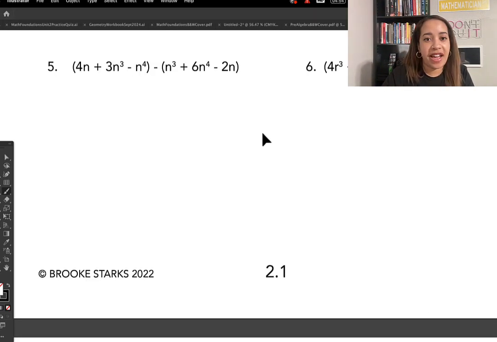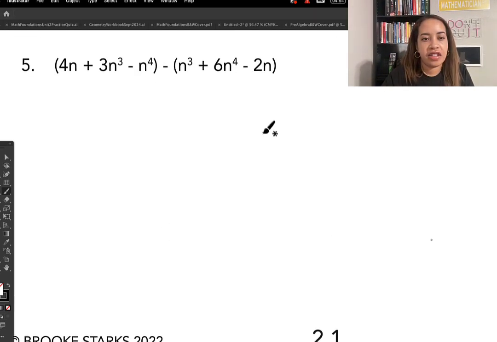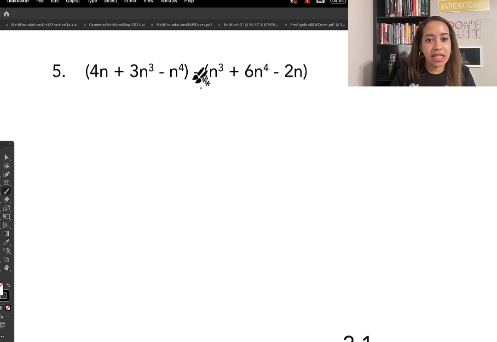Here is number 5. So every time we see subtraction, we always start by saying keep, change, change. We are turning it into addition. So we keep the entire first polynomial, change from a minus to a plus, and then we change all of the signs in the second polynomial.